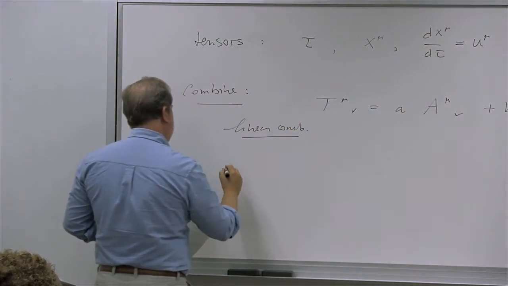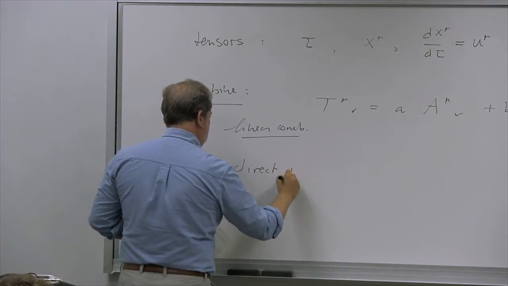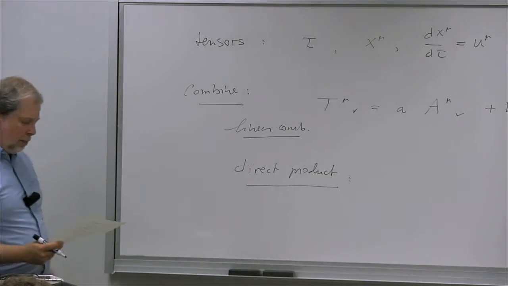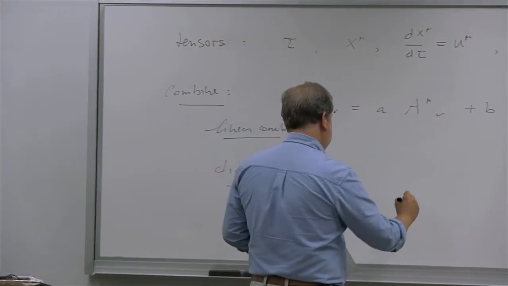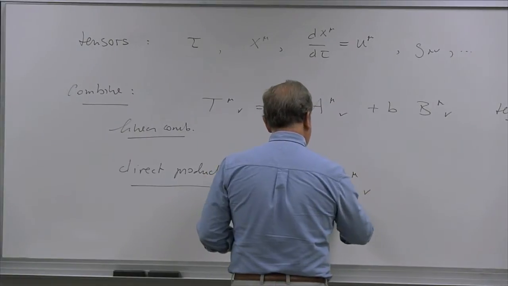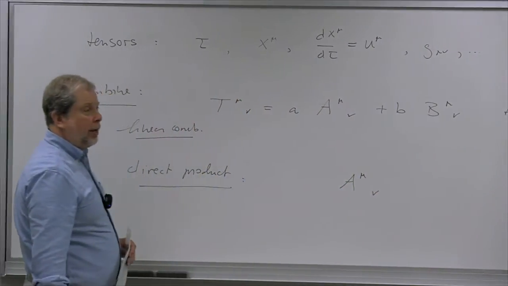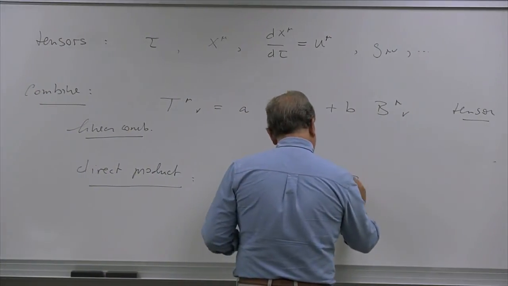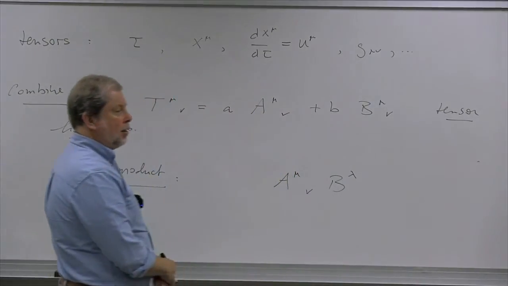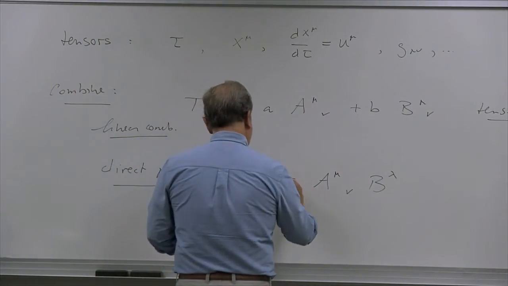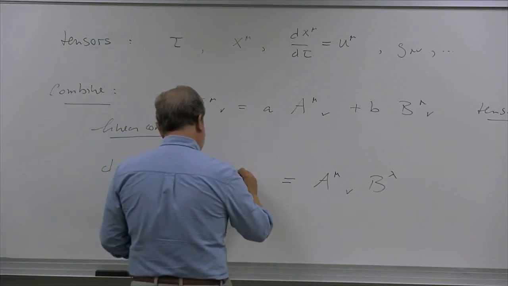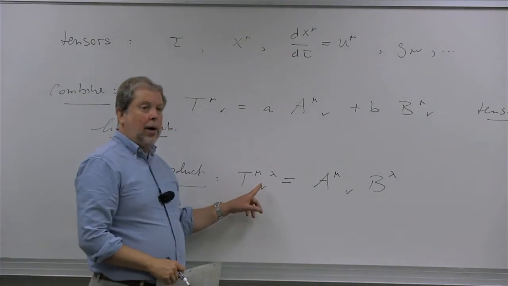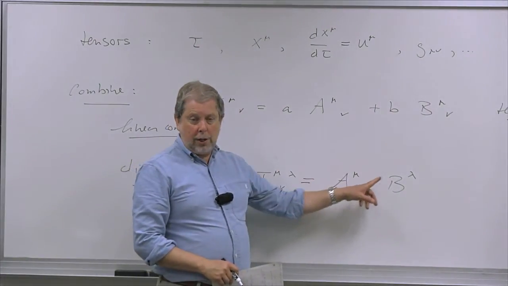Linear combination will work. A direct product will work too. Take a direct product. So if you know that something is a tensor, for example, A mu nu, if you know that this thing is a tensor, right? And if you know that capital B lambda is also a tensor, in this case a contravariant one, then when you construct the three-index object, which we're going to call again T mu nu lambda, we have to make sure that we write the indices here in the same location as they appear on that side.